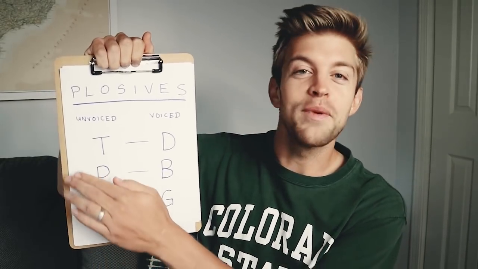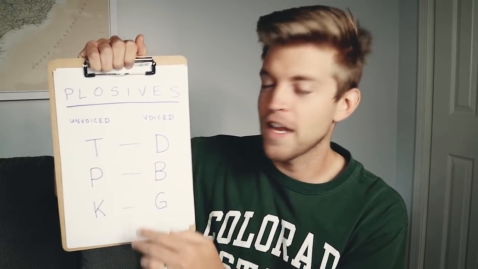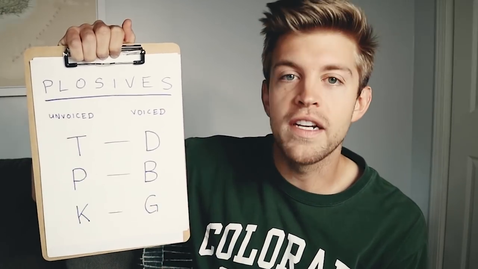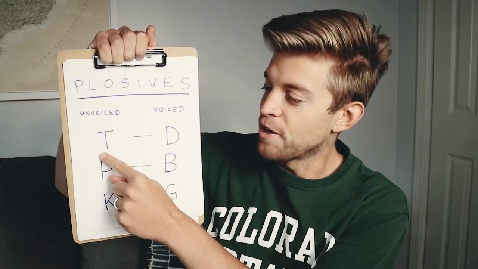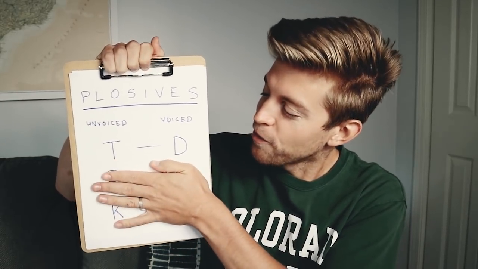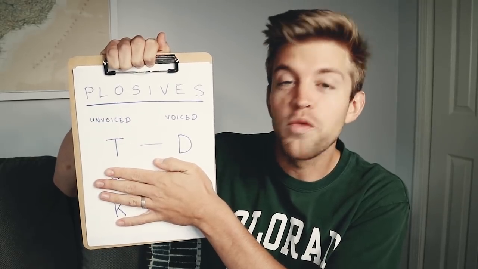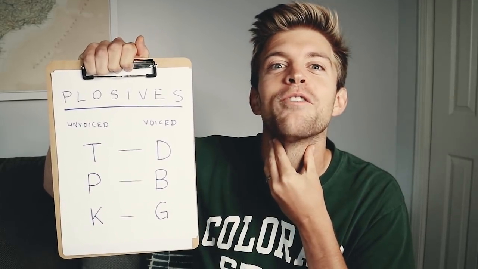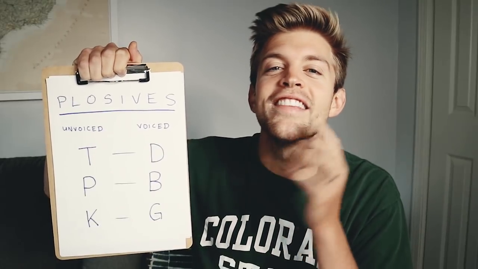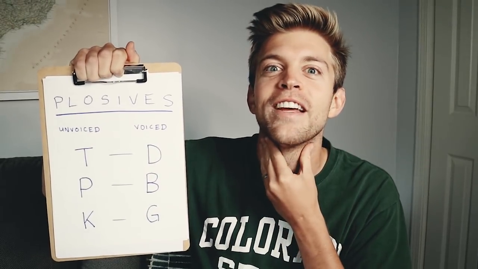And it's interesting because we have these letter pairs. All these are the same, right? T, p, k are unvoiced, and the voiced are d, b, g. So in these pairs, you're making the same sound in your mouth, for example, for both T and D. It's just that for one, you actually vibrate your vocal cords, which is the voiced. So T, D, right? Same motion with the mouth, and you can feel it in your throat when you pronounce the voiced.